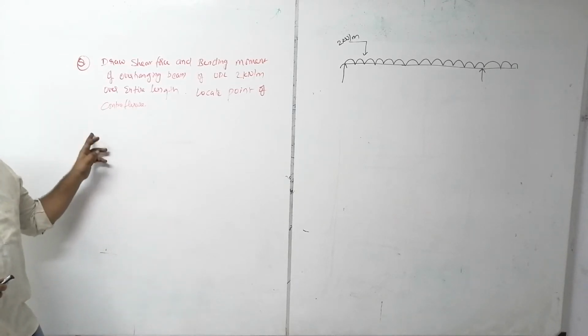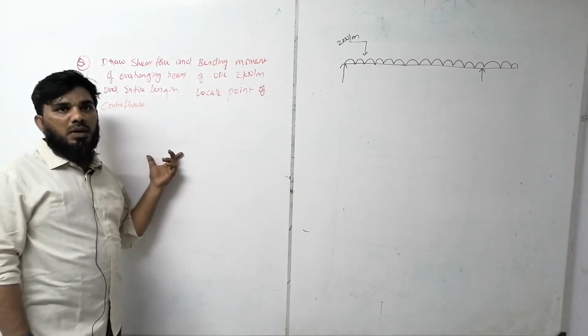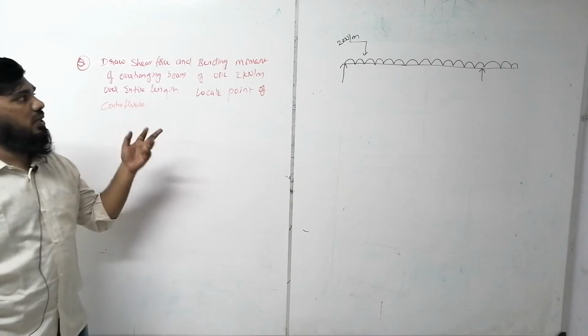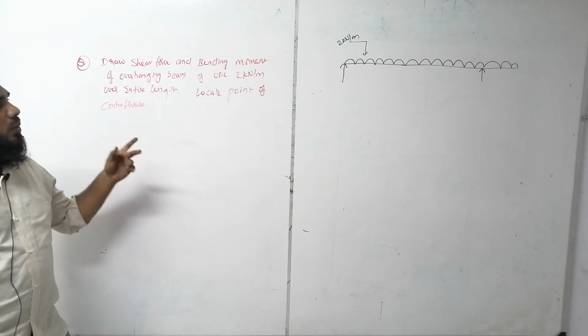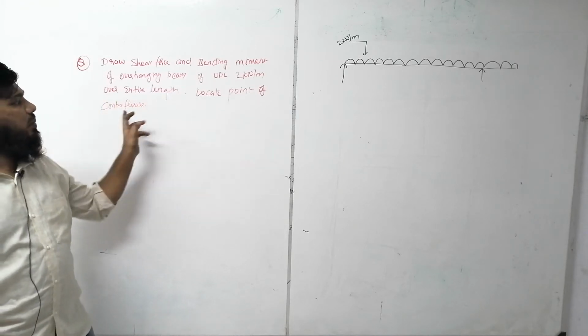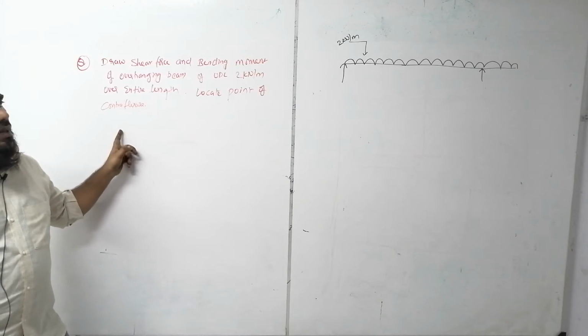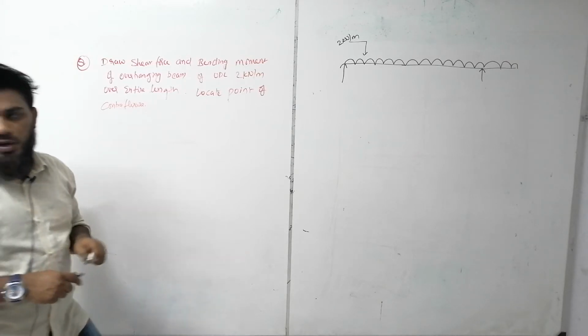So today we are going to discuss a problem on an overhanging beam. The question has been given like this: draw the shear force and bending moment diagram on an overhanging beam with a UDL of 2 kilonewton over the entire length. Locate the point of contraflexure. Already we have discussed what contraflexure is. The point where the bending moment becomes zero is nothing but the point of contraflexure.